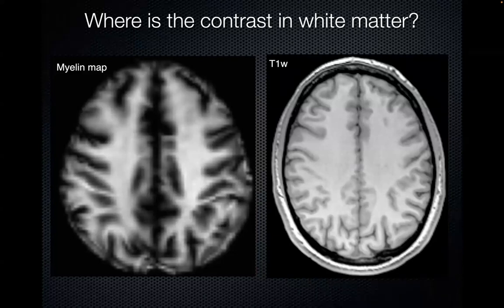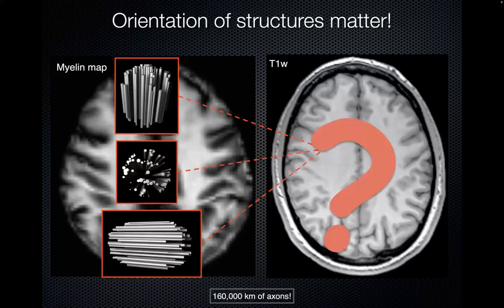If you want to go into the white matter, you need contrast here. You need to know where are my axons, and most importantly, in which orientations, right? Axons are roads. We need the 3D Google map. And that's where we need diffusion.